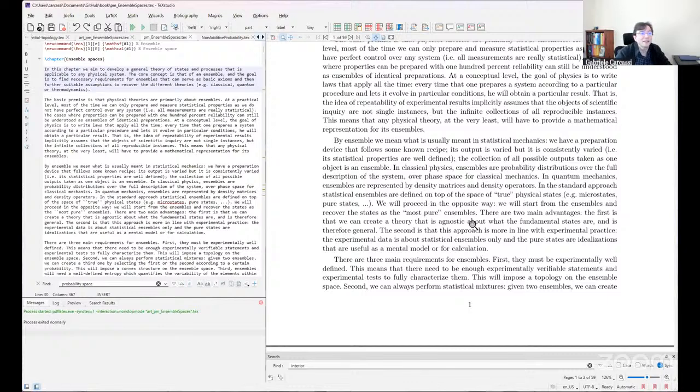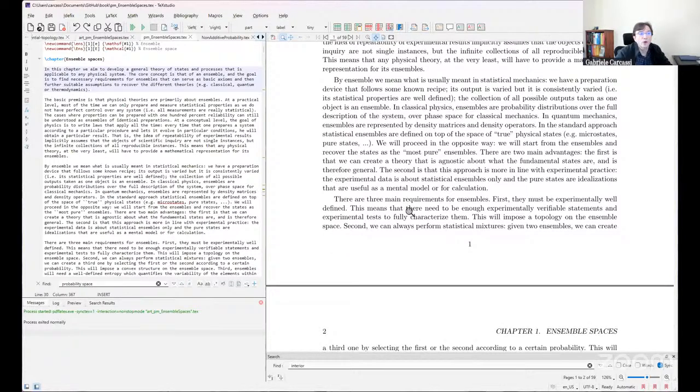The experimental data is about statistical ensembles only, and the pure states are idealizations that are useful as a mental model or for calculation. There are three main requirements for ensembles. First, they must be experimentally well-defined. This means that there need to be enough experimentally verifiable statements and experimental tests to fully characterize them, and this will impose a topology on the ensemble space.